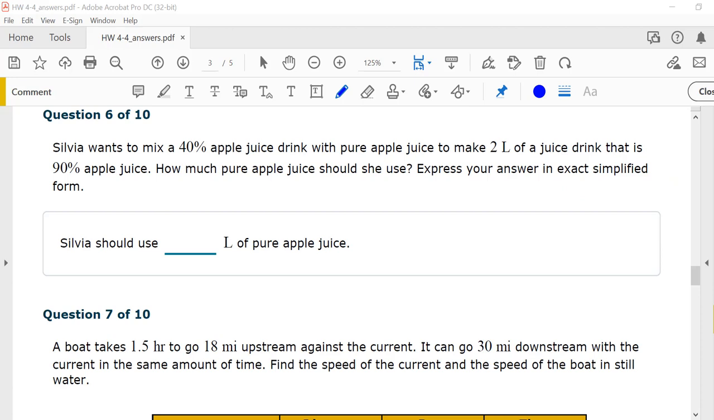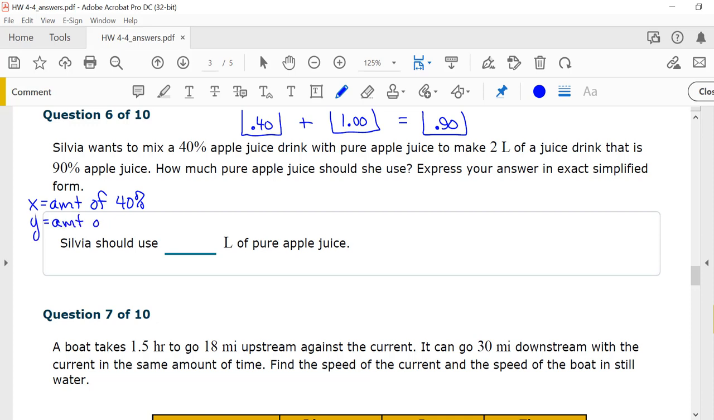Number 6. Sylvia wants to mix a 40% apple juice drink, so this is 0.40, with a pure apple juice. Oh, we haven't seen that before. That's going to be 1.00 because it's 100% apple juice, to make 2 liters of a drink that is 90%, so 0.90 apple juice. How much pure apple juice should she use? Okay, so let's let X be the amount of the 40% and let Y be the amount of the 100%, or we should say the pure apple.